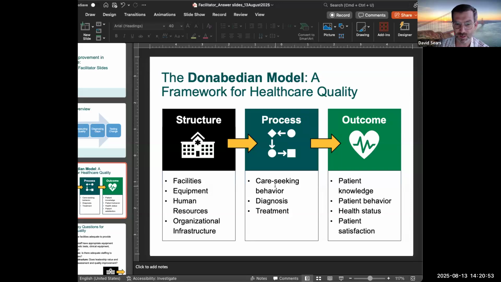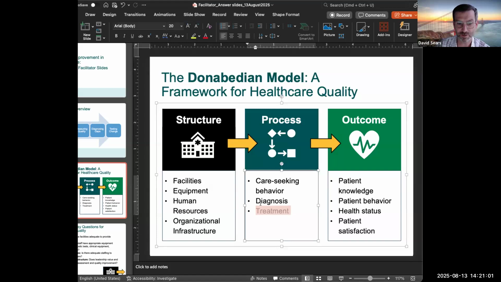And then process is really, for the most part, care seeking behavior. Are patients able to come in and access healthcare at the right times when they need it? And then what really happens at that clinical visit: is the right diagnosis made and the right treatment given?